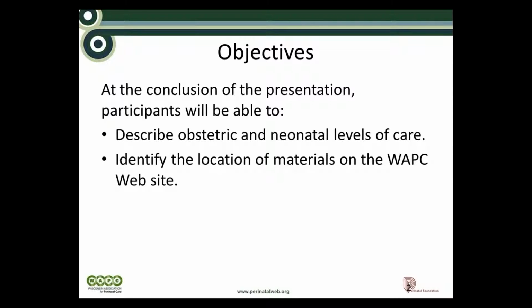Our objectives for today are to describe obstetric and neonatal levels of care, and also to identify the location of materials on the WAPC website.